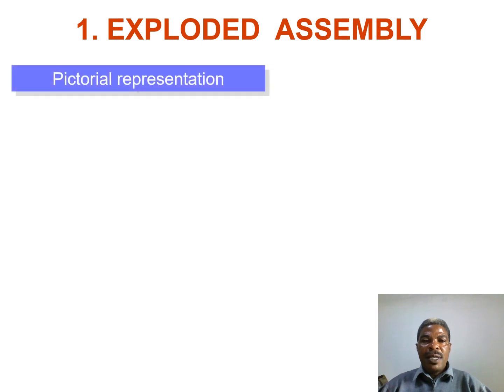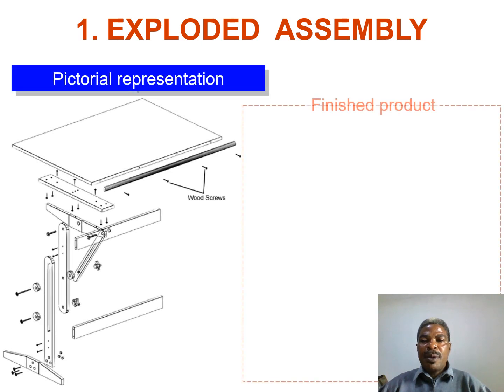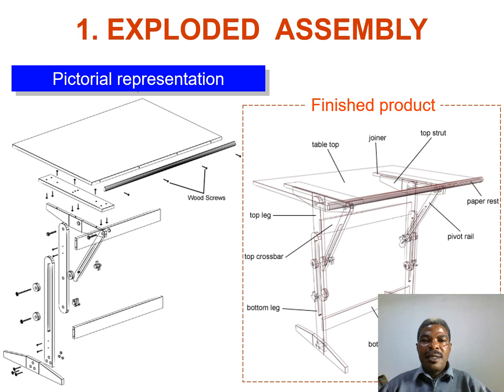Let's see the exploded assembly. You can see here the pictorial representation and the finished product. This is a drawing table. Have a look. All the parts that form this drawing table have been arranged, and this is how they are provided in the exploded assembly.